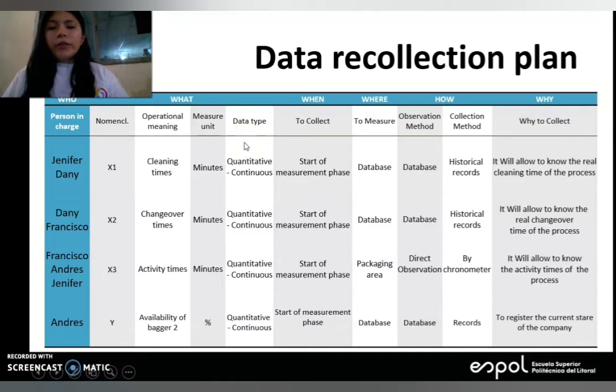All the data are quantitative and continuous. When to collect: start of measurement phase. Where to measure: in the database and packaging area for activity times. Observation method: we have database and direct observation. In collection method, we have historical records and by chronometer for activity times. And the way to collect, because we need to know the real times to improve them.